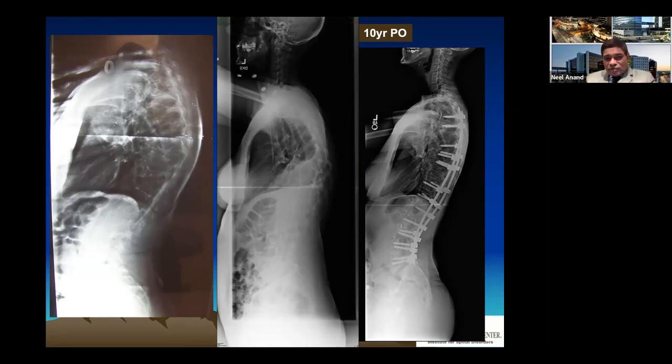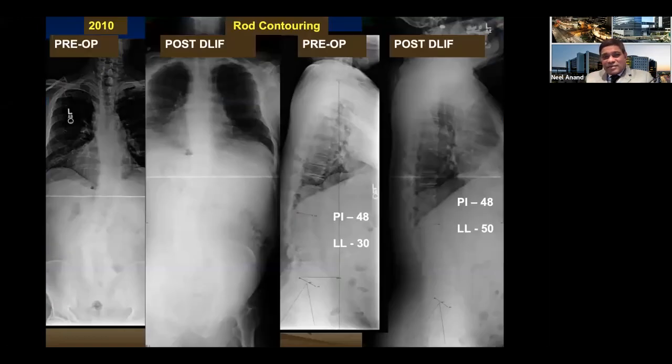And I can show you many of these, but they're very selective. Please don't say Dr. Anand does not do L5-S1. That's not true at all. I do L5-S1 all the time, but I think you have to be selective in that. Next was rod contouring. Staging taught us this.